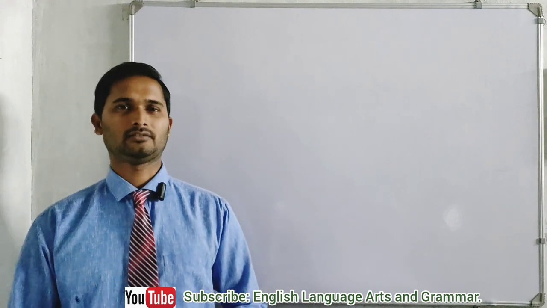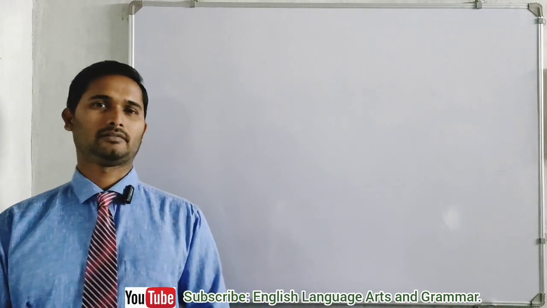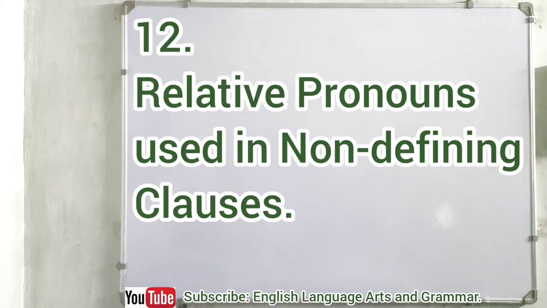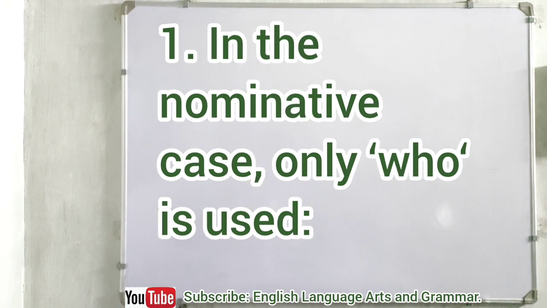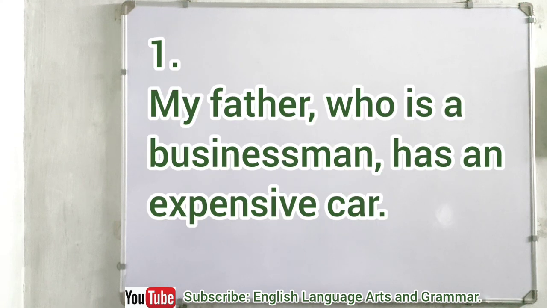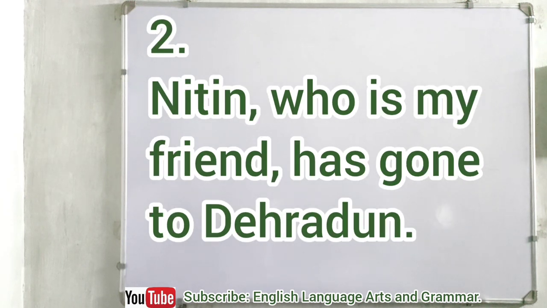We are going to learn now the non-defining relative clauses with some examples. Rule number 12. Relative pronouns used in non-defining clauses. Rule number 13. Use for persons. In the nominative case, only who is used. Examples. Example 1. My father, who is a businessman, has an expensive car. Example 2. Nitin, who is my friend, has gone to Dehradun.